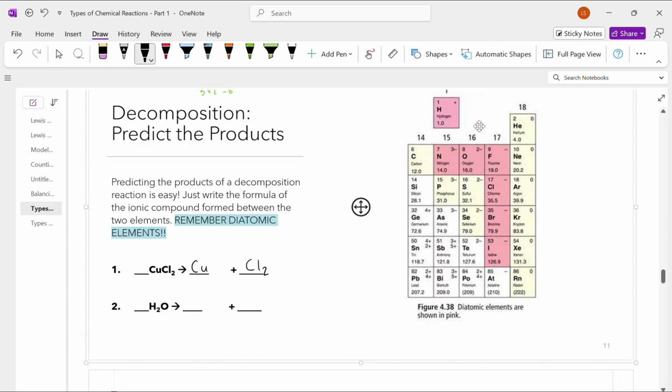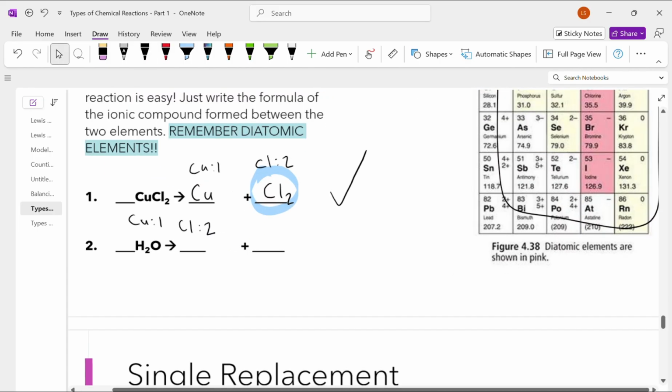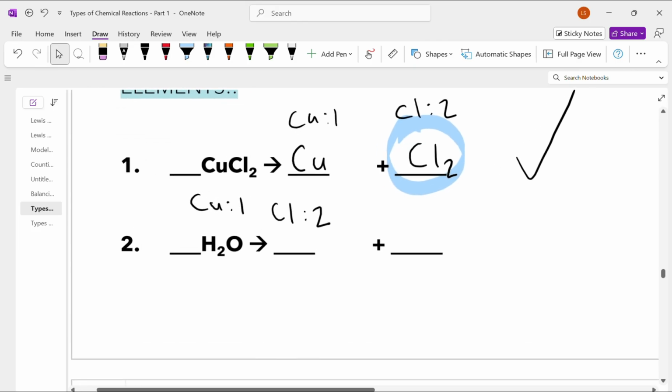So copper is not one of the 7 over here, so it does not need 2 because it's not diatomic. Chlorine is, and we already have 2, so that's good. And this one is already balanced. We have 1 copper, 2 chlorine, and 1 copper and 2 chlorine. So this one's already balanced, and that's good. And yeah, that one was really simple, wasn't it?